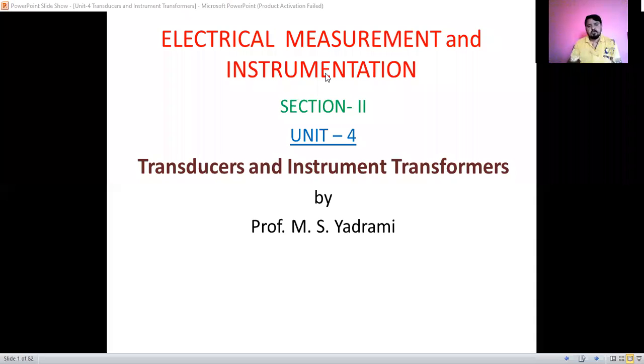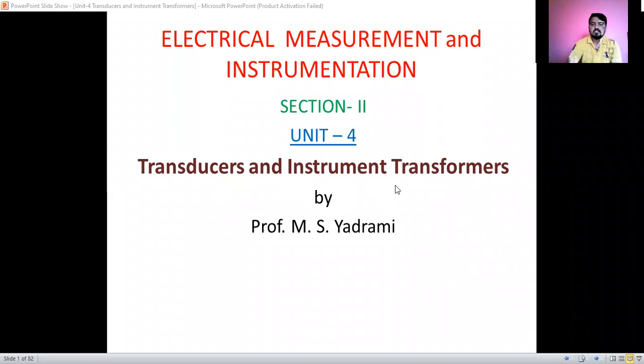So the transducers actually convert physical forms of energy into electrical form of energy. The transducers are devices which convert one form of energy to another form. Again, the transducers are classified into different types. We are going to discuss all those types, and the instrument transformers we are going to discuss here.